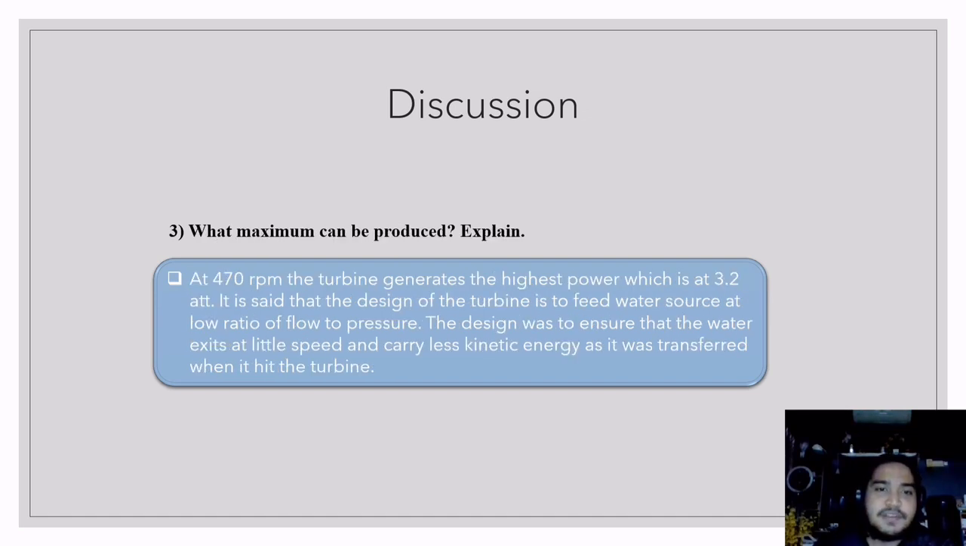At 470 rpm, the turbine generates its highest power, which is 3.2 watts. The main function of the design is to feed the water source at a low ratio of flow to pressure. The main purpose of the design is to ensure that the water exits at little speed and carries less kinetic energy, as it was transferred to the scoop or the bucket wheel of the Pelton turbine.